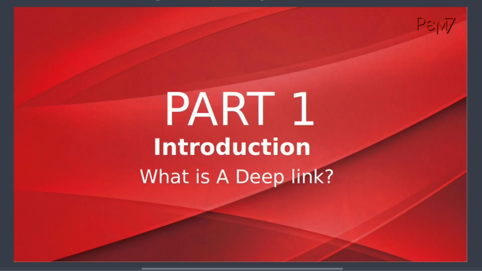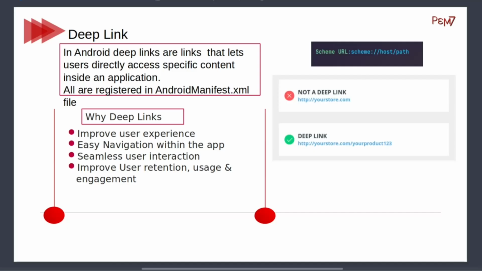So let's talk about deep links. What is a deep link? A deep link in Android is a link that lets users directly access specific content inside an application. And all these deep links can be found in the AndroidManifest.xml file. Deep links are normally used to improve user experience, and it also enables the user, while using an application, to have that seamless interaction, thus improving user retention, usage and engagement.